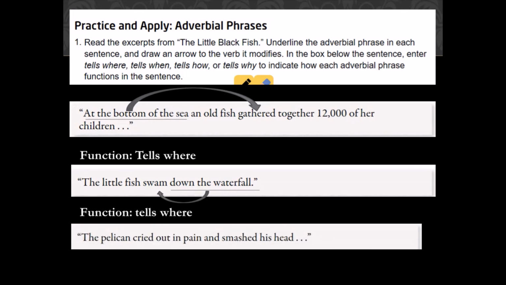Next. The pelican cried out in pain and smashed his head. Can you identify our adverbial phrase? That is in pain, which modifies our verb cried. Very good. Now, what do you think is the function of the adverbial phrase in the sentence? That is to tell how.